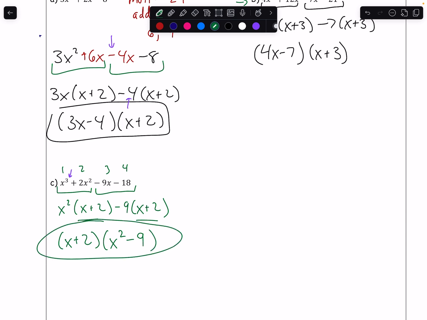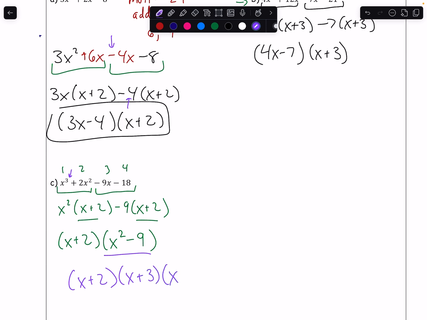Oops, before you go circling that answer, check to see if we can simplify that anymore. Can we further factor this? X squared minus 9 is a difference of 2 perfect squares. So the x plus 2 stays, and then the x squared minus 9 could be x plus 3, x minus 3. And that is our final fully factored form.